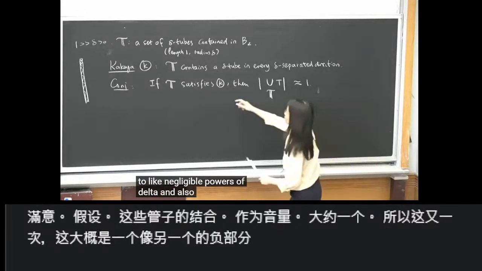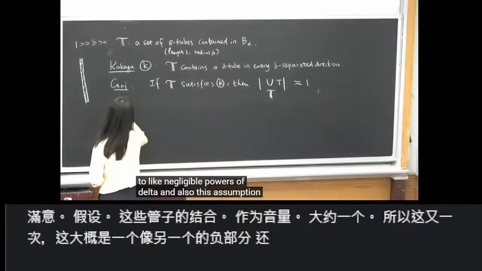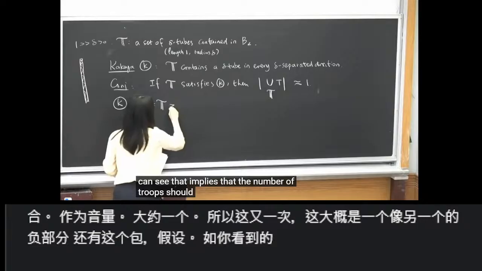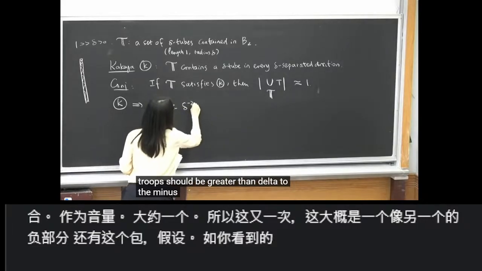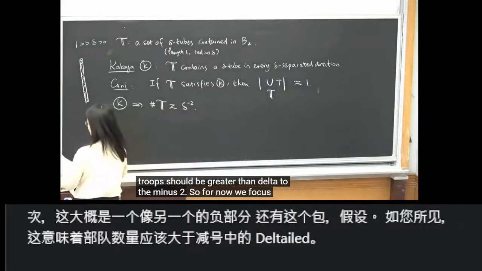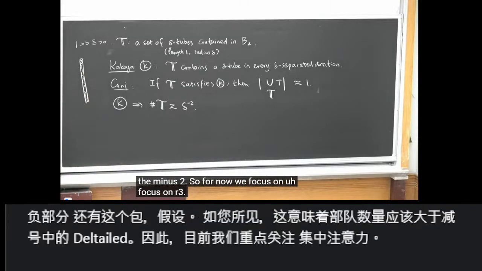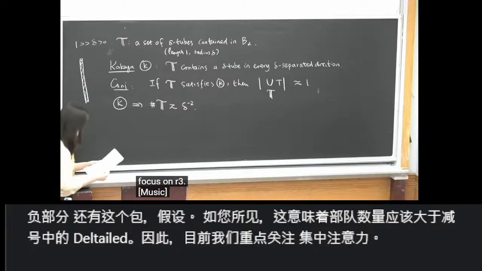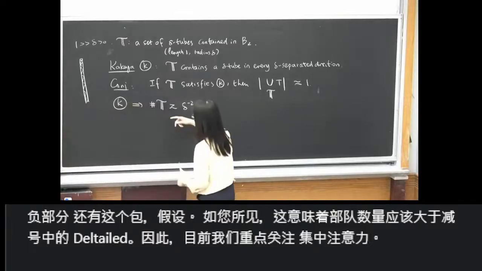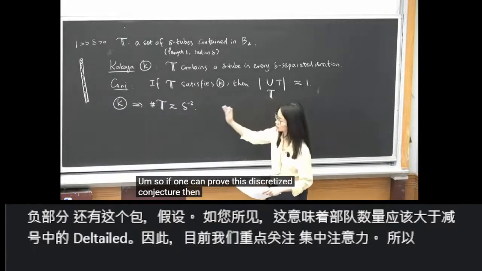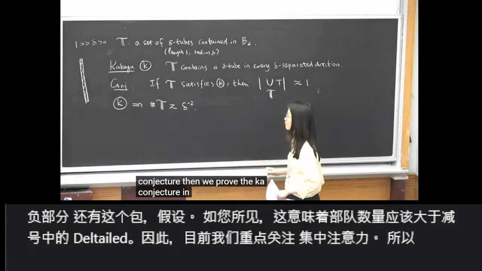Also, this Kakeya assumption, as you can see, implies that the number of tubes should be greater than delta to the minus 2. For now, we focus on R3. If one can prove this discretized conjecture, then we prove the Kakeya conjecture in R3.